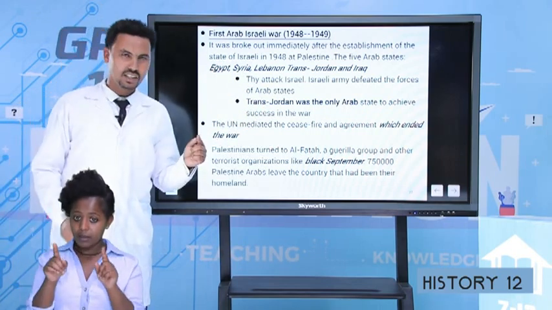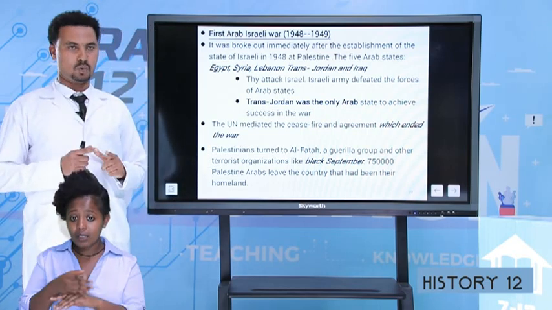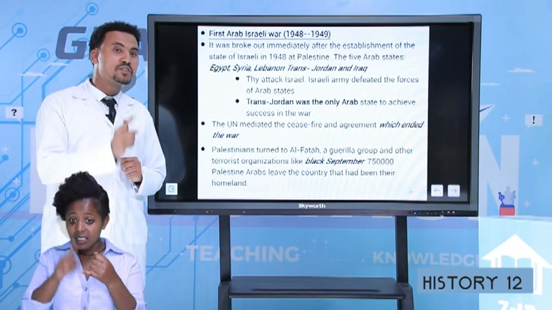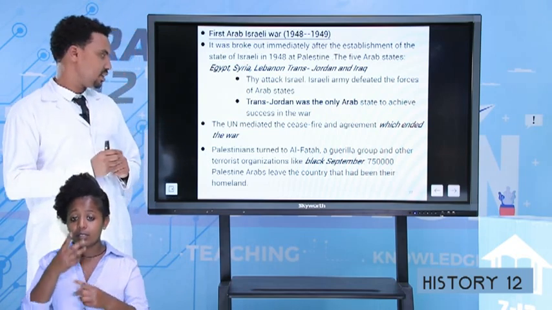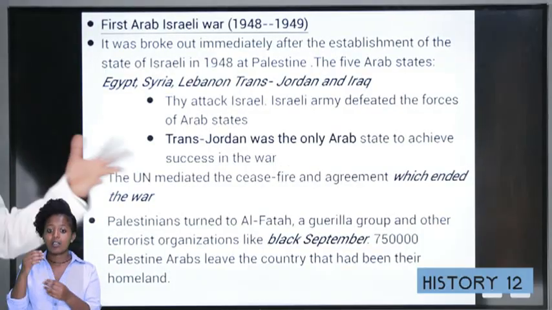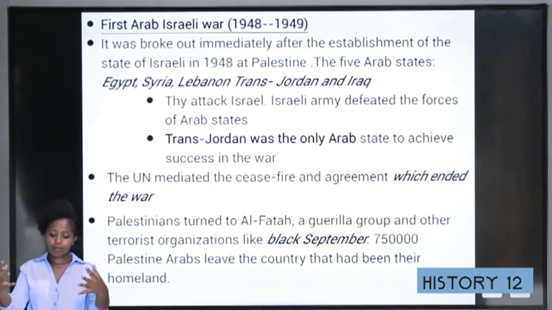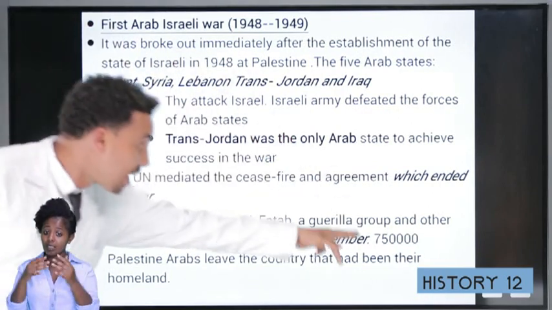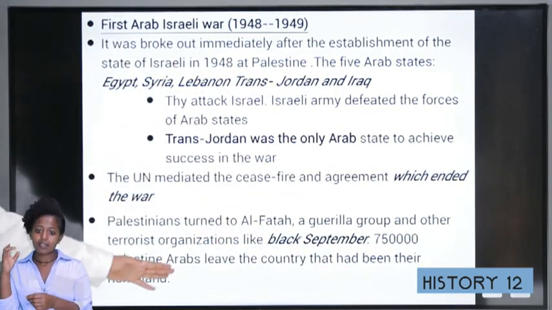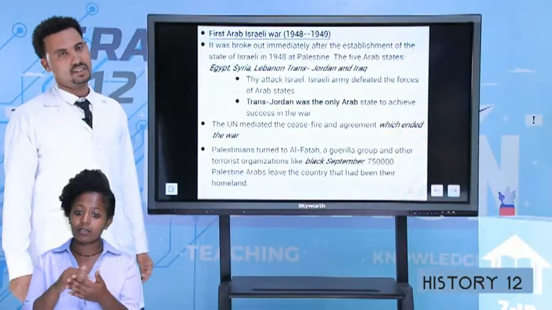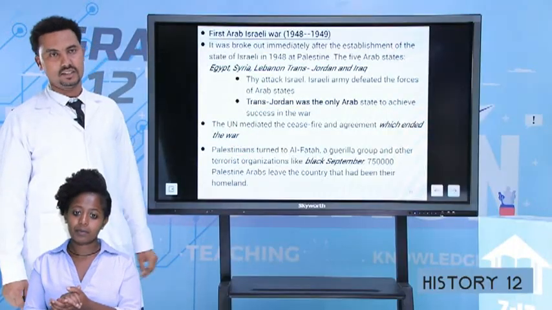After the end of the first Arab-Israel war, the Fatah guerrilla group, the Black September, was organized. In the war, 750,000 Palestinian Arabs left the country that had been their homeland.